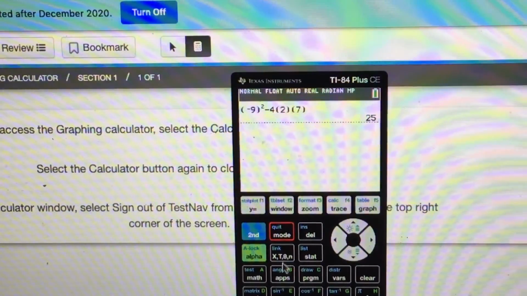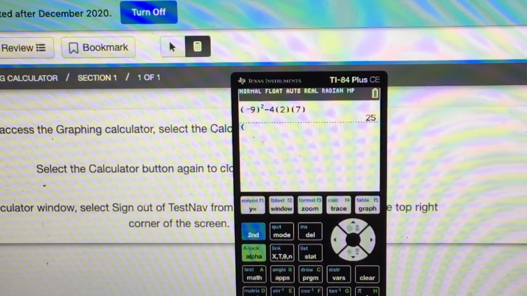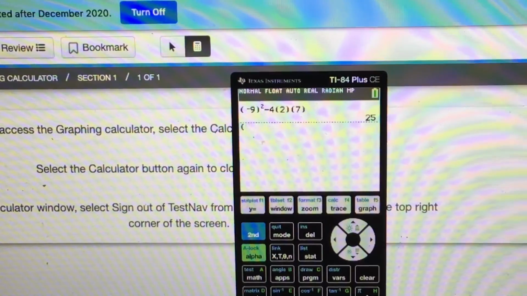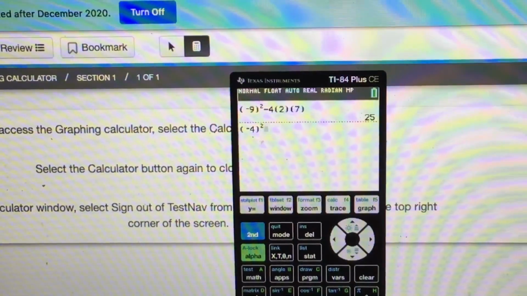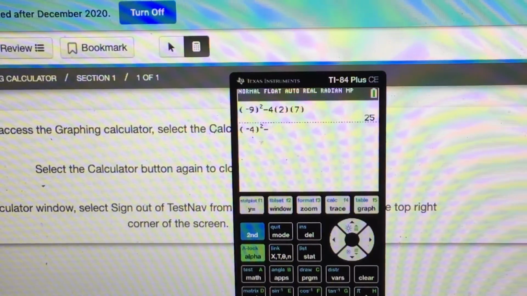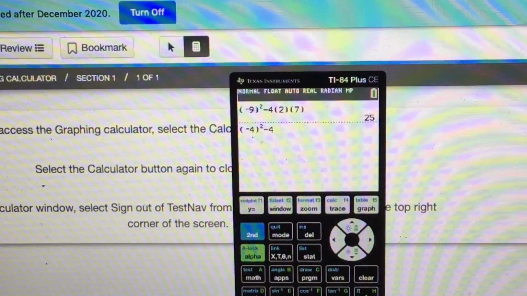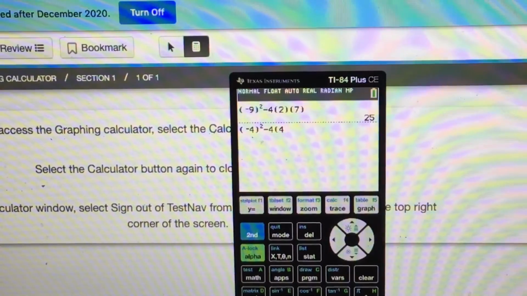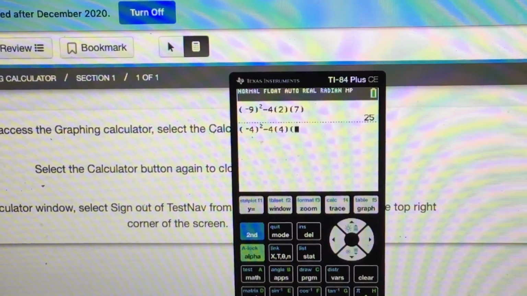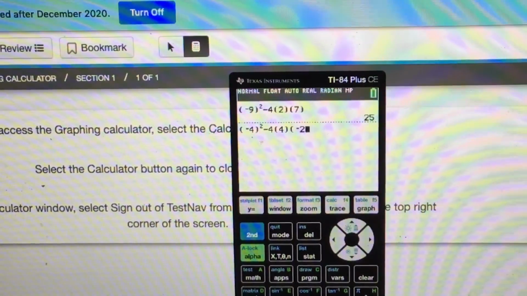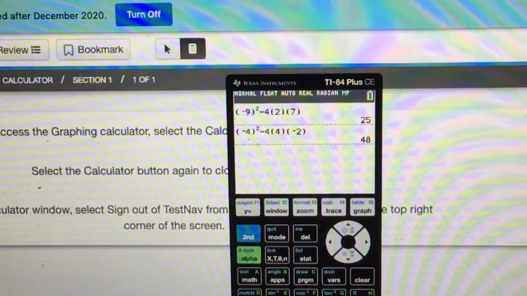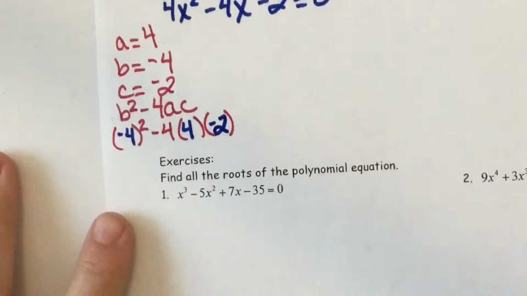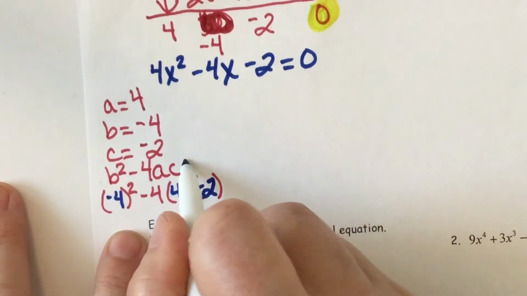So I'm going to go parenthesis, negative 4, close it, square it, minus, remember that one's a minus, 4, parenthesis, put your 4, close it, parenthesis, negative 2, close it, and I get 48. So 48 is what I get when I put that in my calculator. All right, so this made a 48.